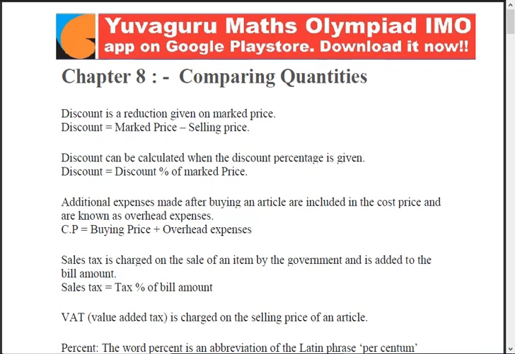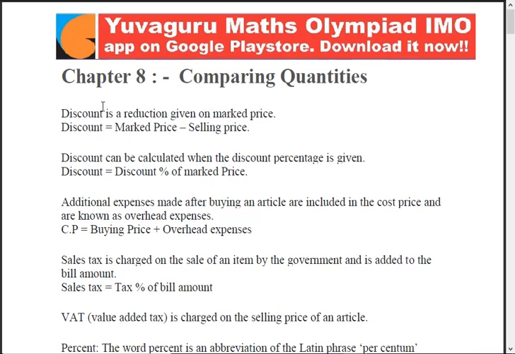So let's focus on our today's topic. Topic is comparing quantities. We had this earlier also in earlier standards, but that was a simpler one. Now we have some more things and a bit difficult part. Let's start. What is a discount? Discount is reduction given on the marked price.